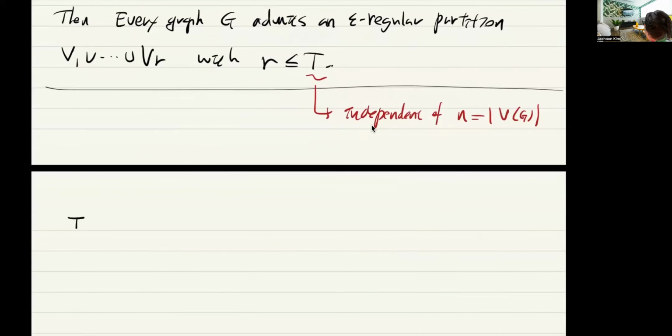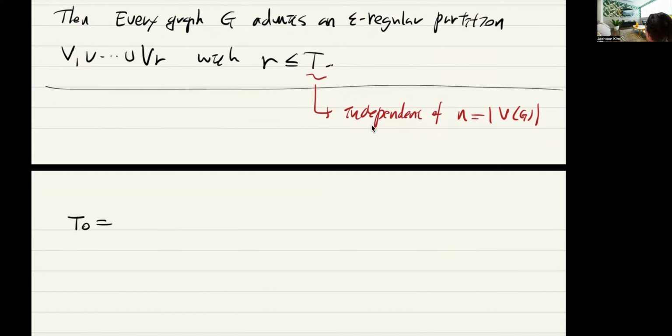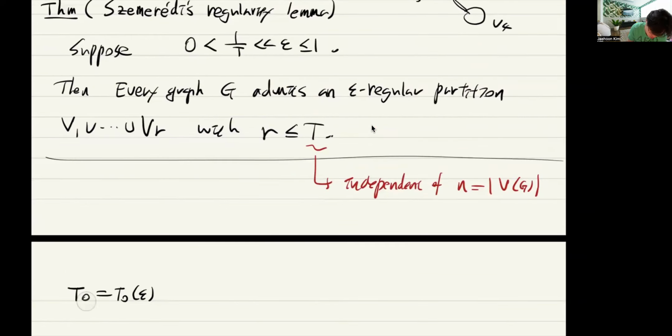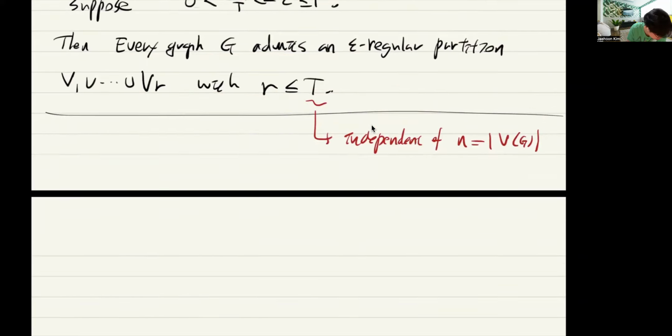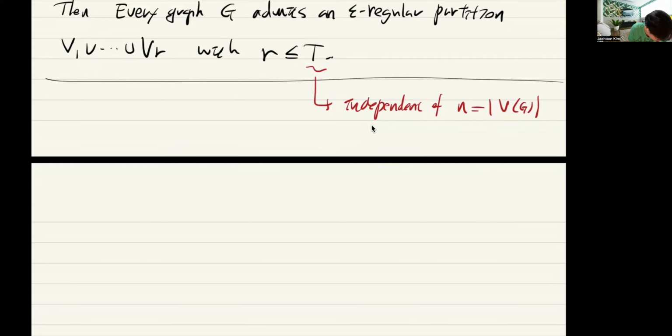Note that this t0 is, say, t. So for a given epsilon there exists t such that you can do this with m of t parts. And we know that this t is at most the tower of epsilon to the -5.